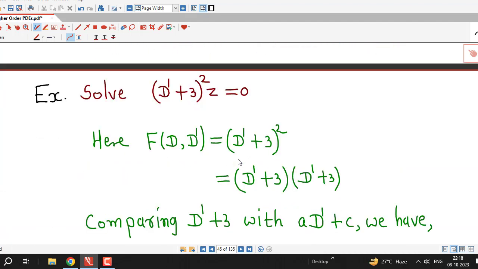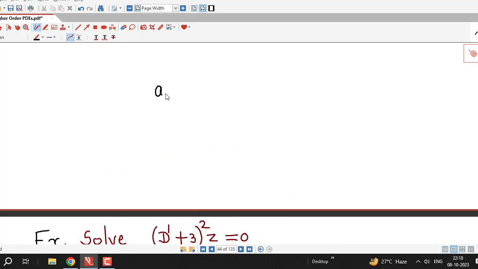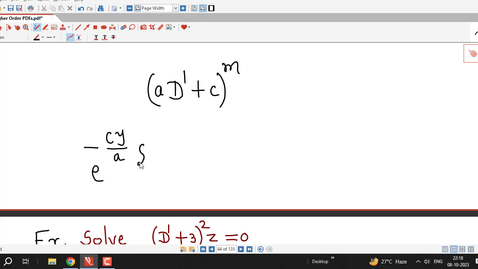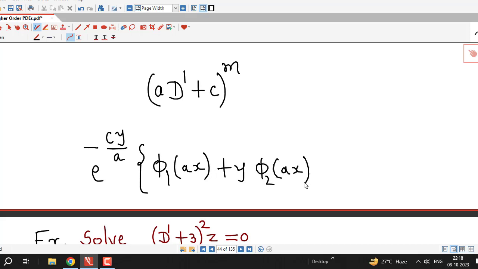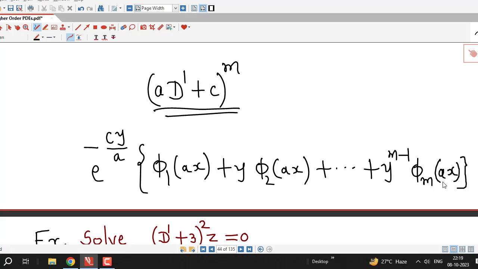I have taken another example to explain this fact, that suppose I have aD' plus c as a repeated linear factor of capital F, then the part of general solution corresponding to this factor is e raised to minus cy over a, arbitrary function of ax plus y times another arbitrary function of ax, and because here m power, we have to keep multiplying up to m minus 1th power of y, and because I have m factors here, I have to write m arbitrary functions.